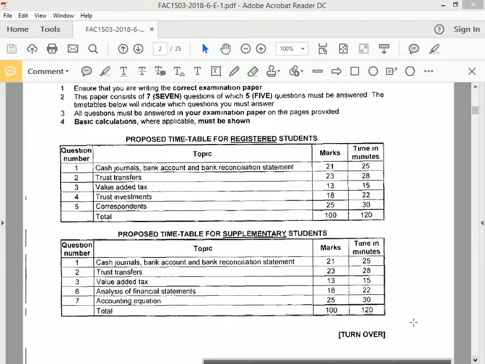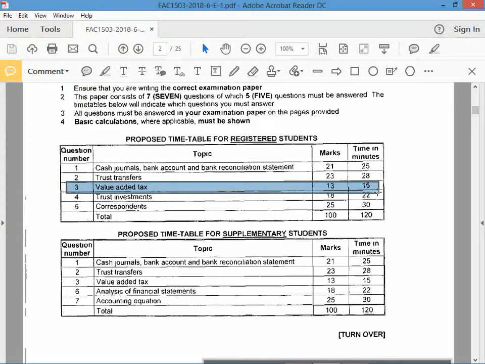So if you like question 5 and you feel very confident with correspondence, start there, complete it, finish it, get the marks, and then move on. Looking at this, I can see that question 3 is the easiest question here. Why? It's the lowest amount of marks and it's the shortest amount of time. So I would probably start with question 3. It doesn't matter what order you do the questions in, as long as you do all the questions in the 2 hours.